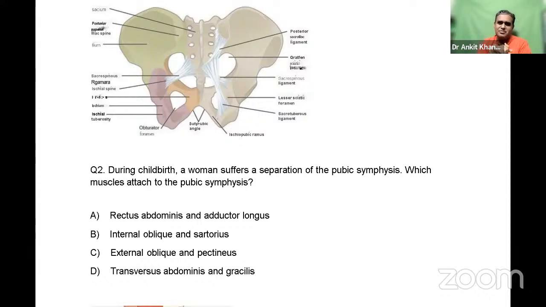to pubic symphysis. In a way, anatomically, they are asking, can you think of any muscles attached to pubic symphysis? Options are rectus abdominis, adductor longus, internal oblique, sartorius, external oblique, pectineus, transversus abdominis, and gracilis.